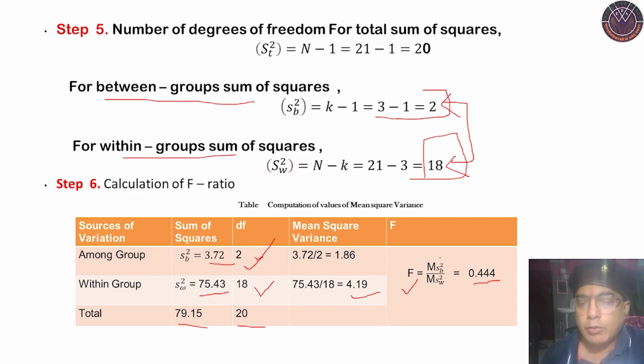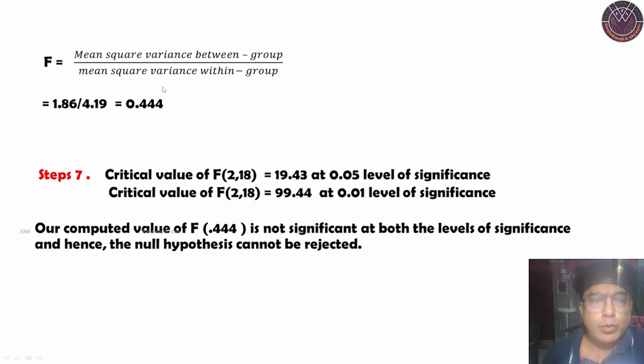Then F value is mean square between divided by mean square within. So if you divide this 1.86 divided by 4.19, we will get the value as 0.444. So this is how we calculate F. So this is the formula which I was talking about: mean square variance between groups divided by mean square variance within groups. So you got the value 0.444.